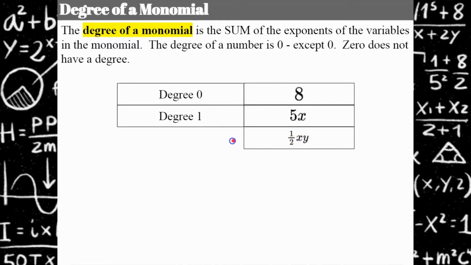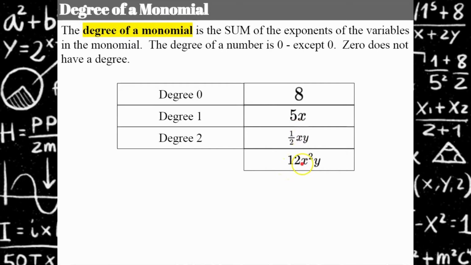1/2 xy has a degree of 2 because I have x with an exponent of 1, and y with an exponent of 1. Remember those invisible exponents. They add up together to be 2. So you add them if there's more than one variable. The number has a degree of 0. So we have a degree of 2 for this monomial.